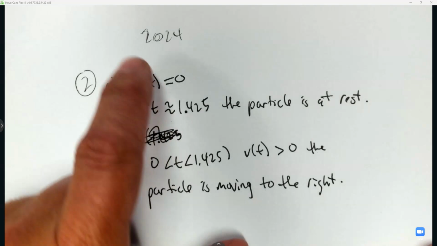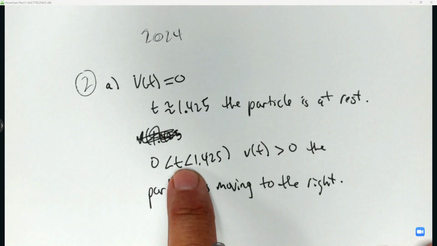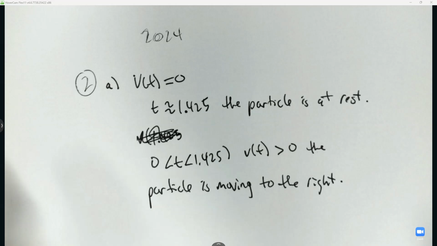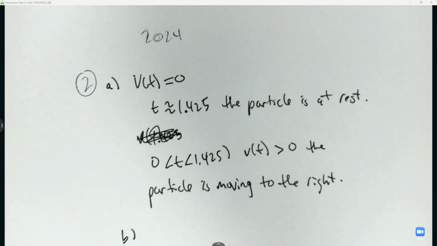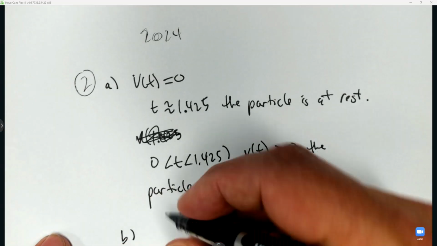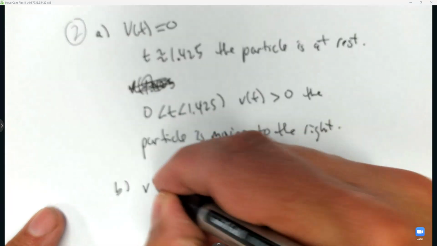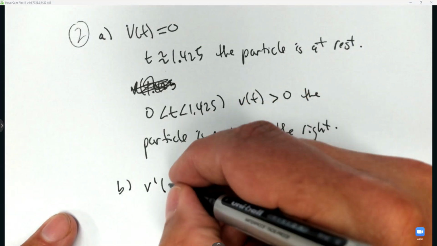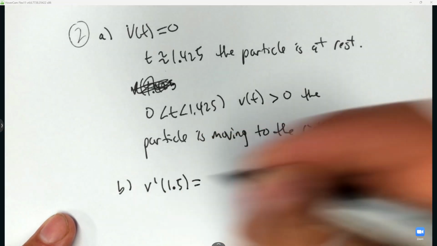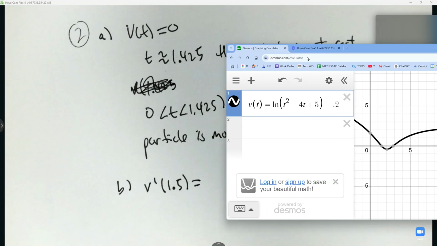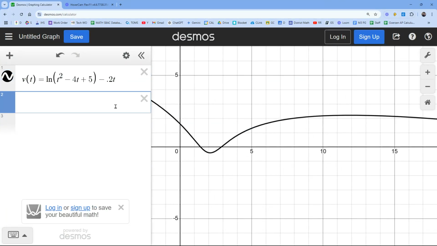You wrote down what you're doing, why you're doing it, all of it, and it's perfect. Part B. Part B says find the acceleration. So how do you find acceleration if you know velocity? And the answer is you take the derivative. So we're going to take the derivative and plug in 1.5 and then have an answer. So we're going to go back here, take the derivative at 1.5 and write the answer down. So that's -1. We don't have any units in this question, so we don't have to worry about units.